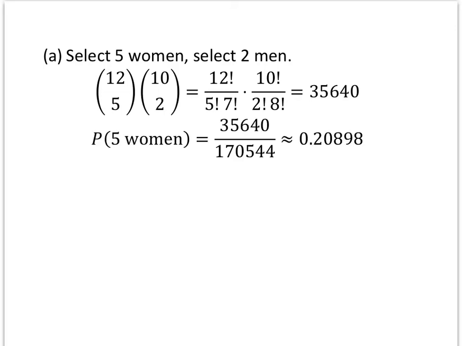So our probability that we have exactly 5 women is this number, the number of elements in the event, divided by the number of elements in the sample space, which is about 0.20898, a 20.898% chance that we have exactly 5 women on the committee.